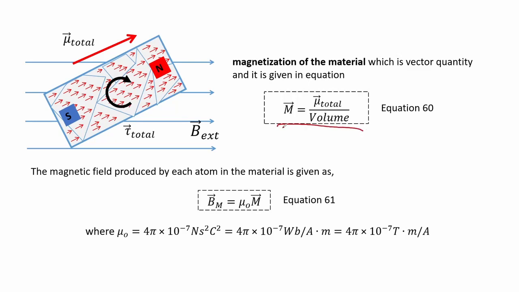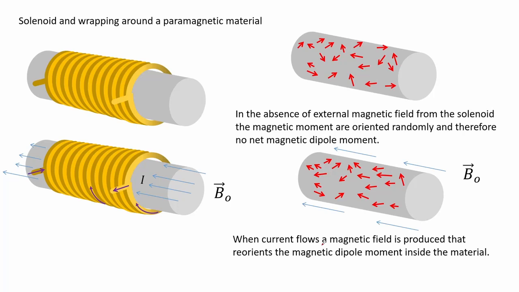This ratio is called the magnetization of the material, which is a vector quantity, and it is given in equation 60. The magnetic field produced by each atom in the material is given as equation 61. Here the constant mu0 is a constant. Here we have a solenoid wrapped around a paramagnetic material. In the absence of an external magnetic field from the solenoid, the magnetic moments are oriented randomly and therefore there is no net magnetic dipole moment. When current flows through the solenoid, a magnetic field is produced that reorients the magnetic dipole moments inside the material.